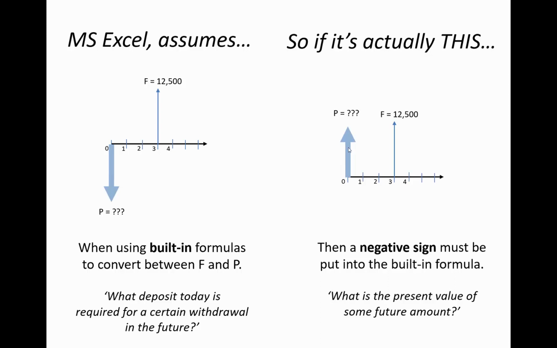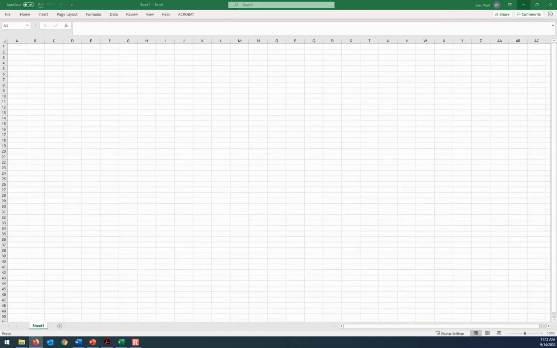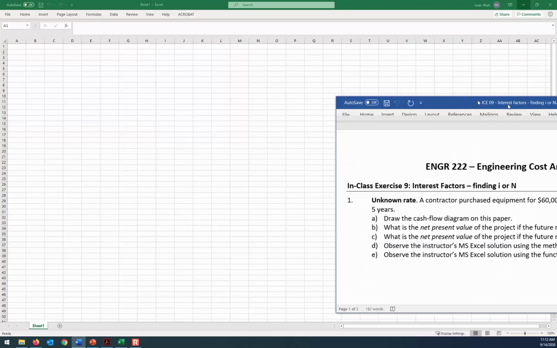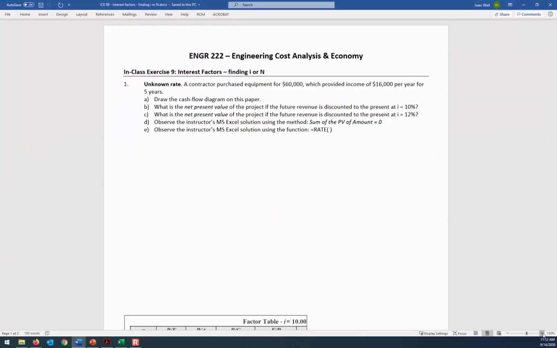All right, so let's open up today's in-class exercise. We're jumping straight away because the demo is a little more involved than some of them will be this semester. Let me drag it over here. I hope that you've printed this off already.